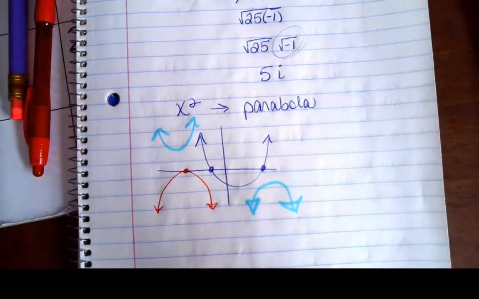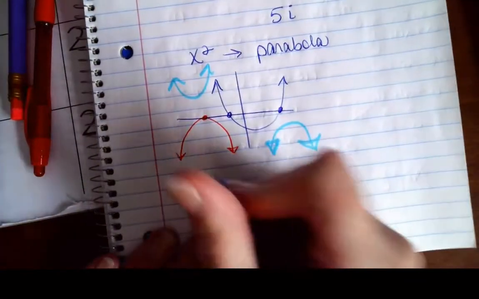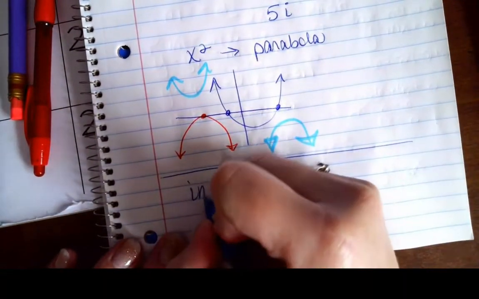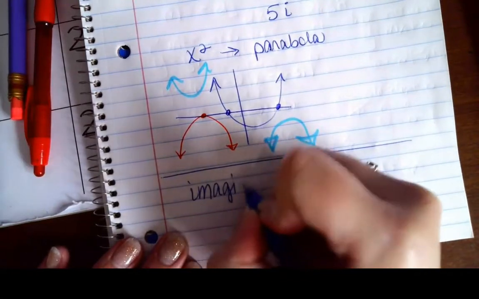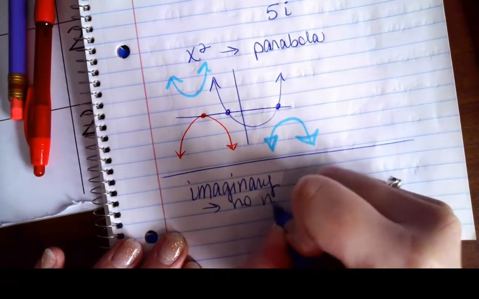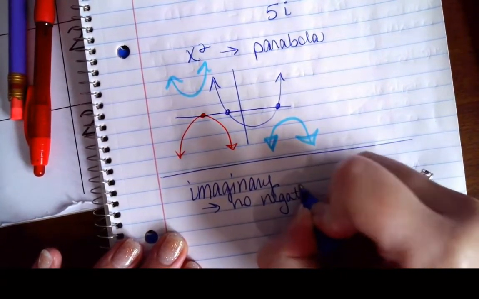When you are reducing your exponents, one of the things when we're dealing with imaginary numbers we just covered, and one of those is no negatives under radicals.